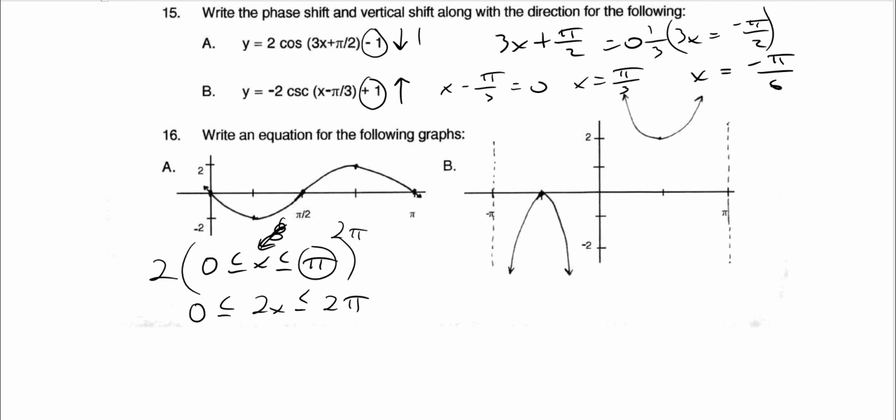Let me move this down just a little bit. So I'm going to get y is equal to, and by the way, the amplitude is 2, and it's a negative, so it's negative 2 sine of 2x. Okay, so that's pretty easy.